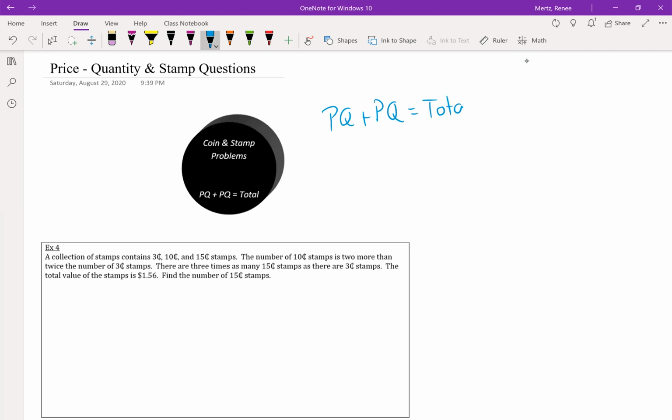So when we make our setup for these, we're going to make whatever the item is. We're going to set up a chart. We're going to have a price column and a quantity column, and then it's going to equal the total money. So we're always going to do the price times the quantity, the price times the quantity. So we'll have a chart with two things in it, or three, depending on how many items we have.